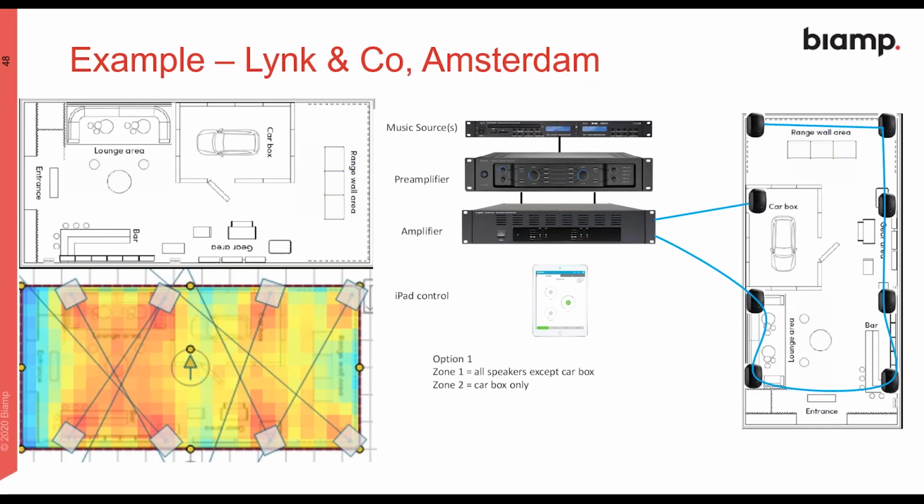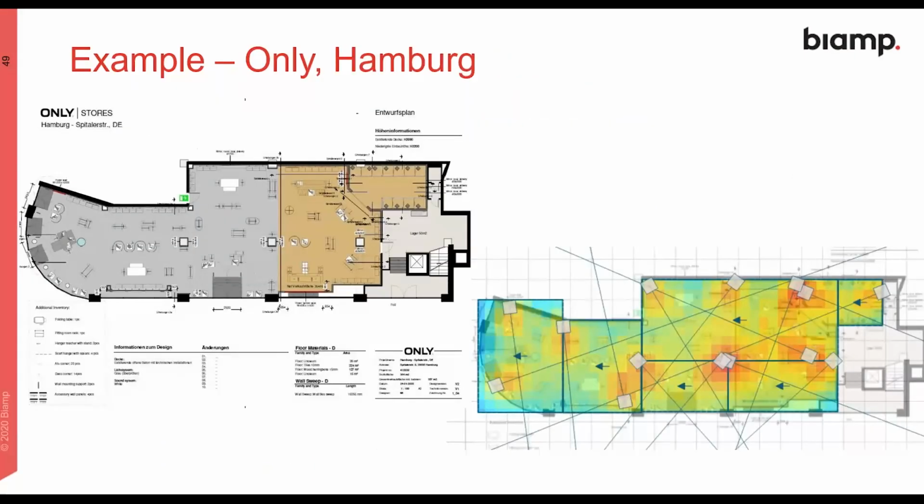So in this case, we solved this with I think 8 Mas 6C loudspeakers, an amplifier, preamplifier, and a music source. And that was a really nice little system. Another one actually worked on by my colleague Raf. This was a retail outlet called Only in Hamburg.